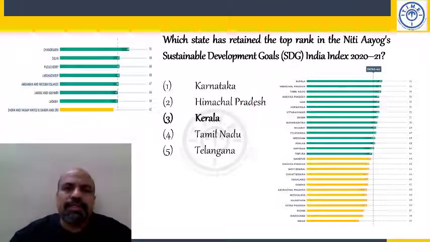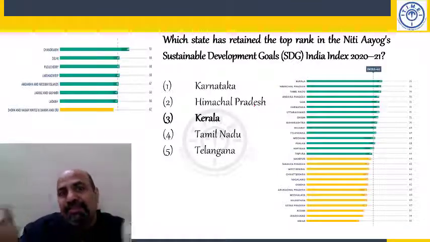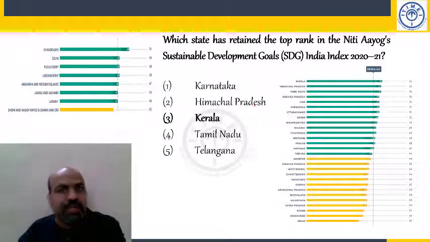Sanitation, clean water, quality of water, all these things are a major percent. There are 17 parameters for this, gender equality and everything. So which Indian state has topped? You see, I have put everything. This is from the index. I went to the Niti Aayog website. There I found this index and I have taken this basically.